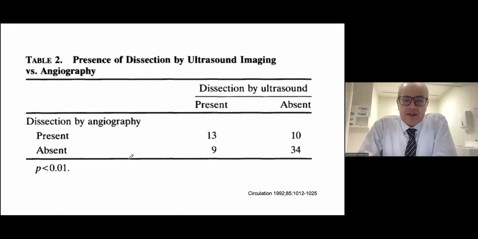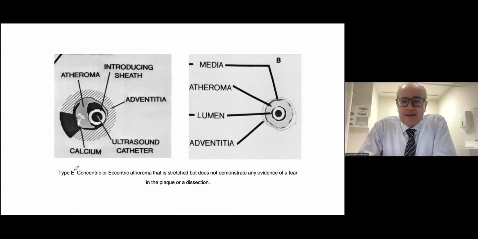So what they found is dissection is almost universal. You can see it by IVUS and not see it by angiography and the other way around. And then they graded the dissection into several grades. Type E, where there is almost no dissection, where the atheroma just got stretched and there was no tear in the plaque or a dissection.